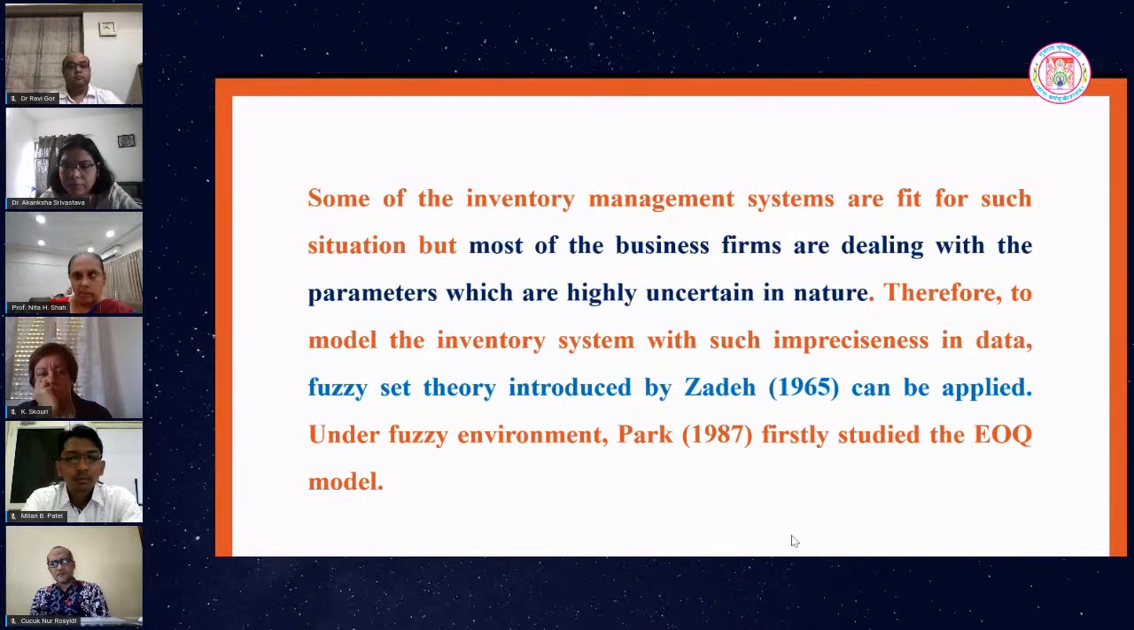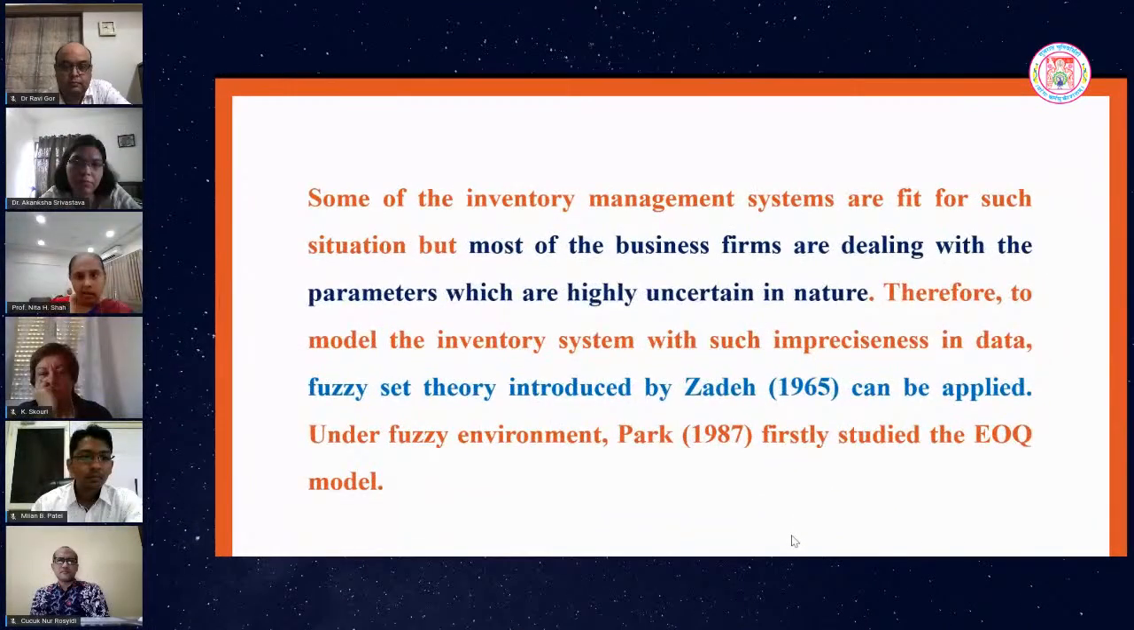Some of the inventory management systems are fit for any type of variations, but most of the business firms are dealing with parameters which are highly uncertain in nature. Therefore, to model the inventory system with some impreciseness in data, Professor Zadeh took up the research on fuzzy set theory, and under the fuzzy environment, Park in 1987 developed the first EOQ model. This fuzzy environment relates to a certain interval.